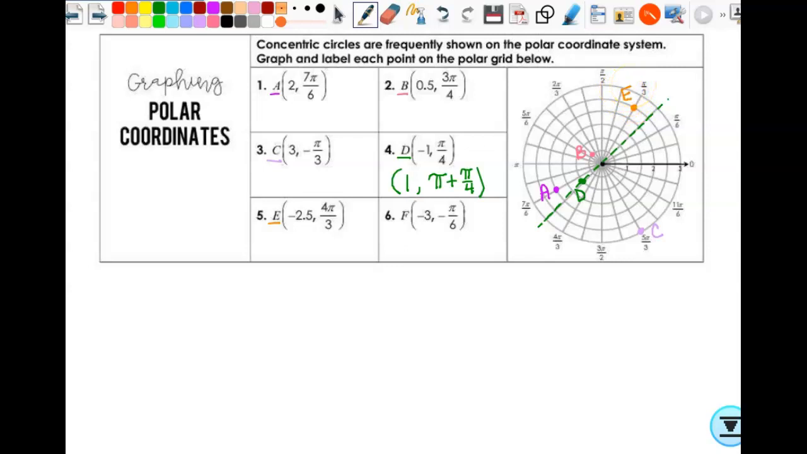So I go to 2.5. Yeah, I know it says negative, but I go to positive 2.5, 4 pi thirds. So 2.5, 4 pi thirds. I'm right here. And then I don't put it here because it was negative. I have to pass through the pole, and I go 2.5 on the other side. All right. You plot F.